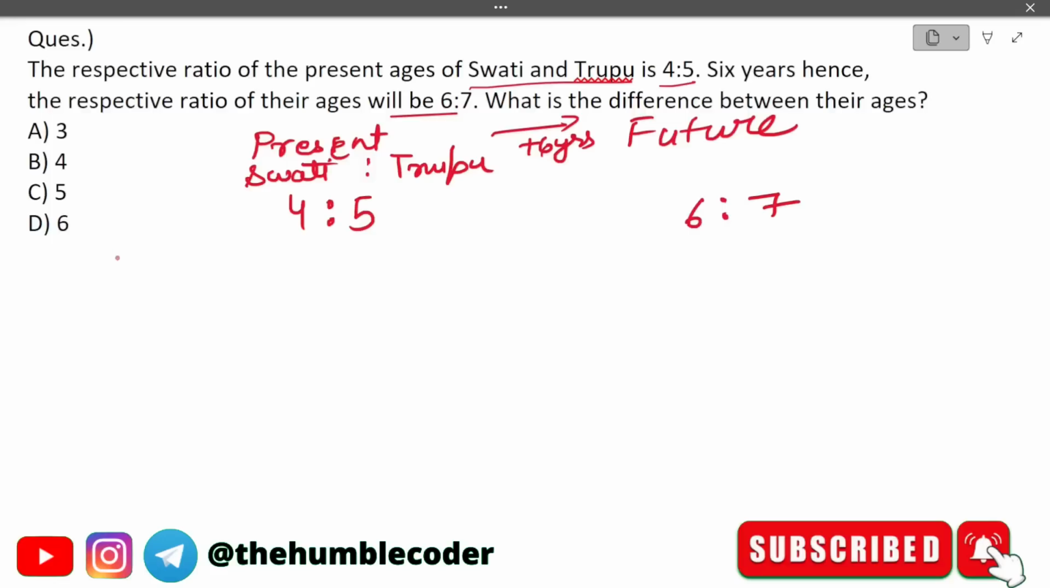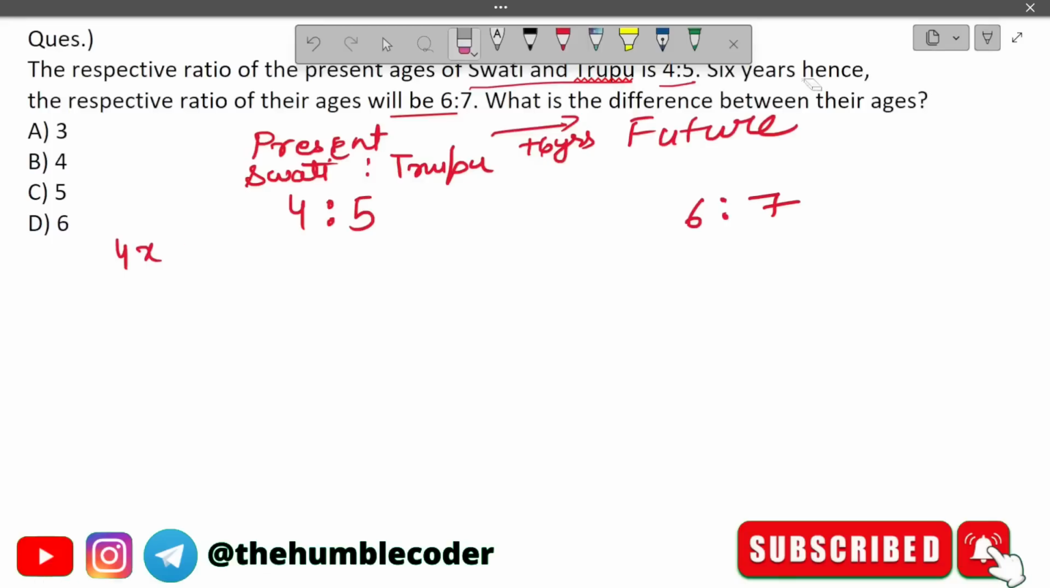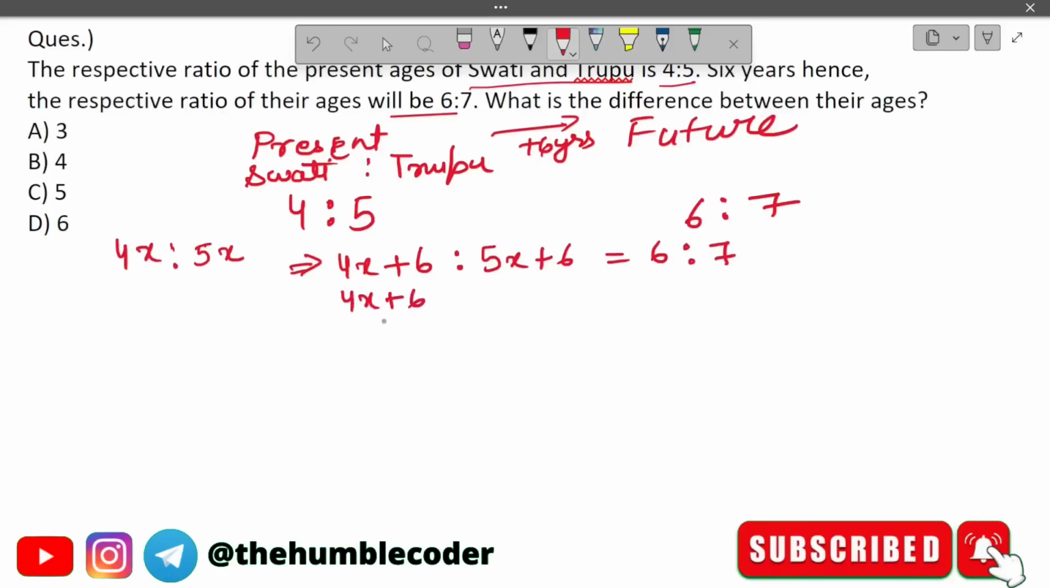So let's do it. 4x is to 5x. This is the ratio that we can consider, and now we will start formulating the equation. What we were told is 4x after 6 years. We will add 6 to both the ratios, and this will be our new ratio after 6 years. So how can we solve this equation? 4x plus 6 divided by 5x plus 6 is equal to 6 by 7.